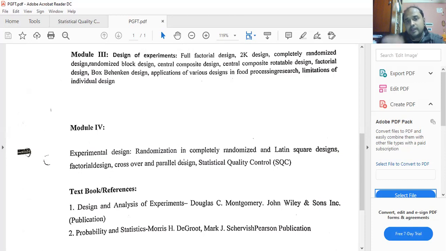Okay. So in the next class, I'm going to talk about one of the topics taken from module 3, which is design of experiments. Maybe I shall start with full factorial design. Okay. So I shall send you the note in advance in the Google Classroom, and on next Thursday, we're again going to meet and discuss these topics.